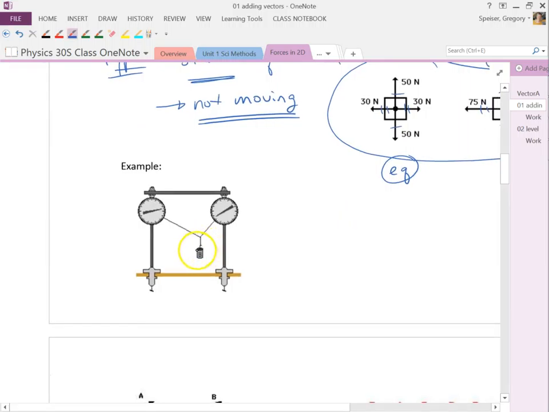Okay, so here's an example for static equilibrium. And so we have a hanging mass, and we have two cables that are attached to these springs.